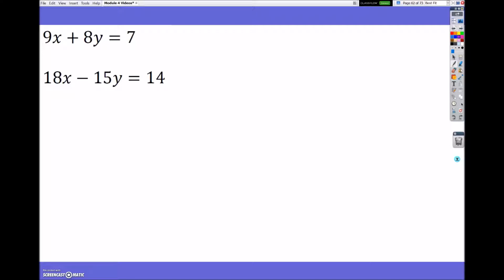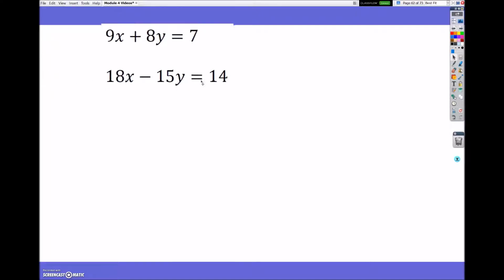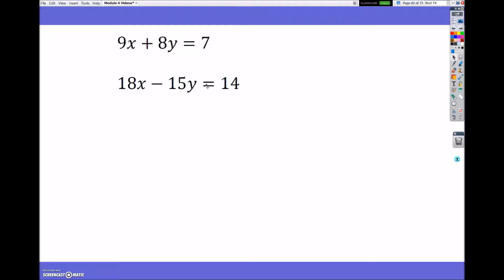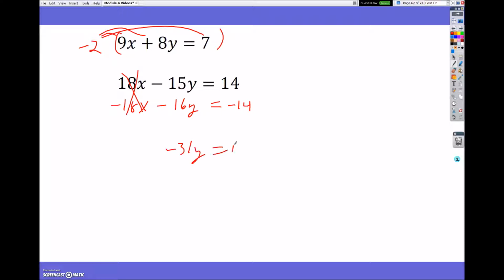All right, guys, so looking at this one now, what I want you guys to notice is I would probably want to use elimination, because no matter what I do, if I try to isolate one of these variables, I'm going to have a weird fraction, and I don't want that. So what I'm going to do is multiply this top linear equation by negative 2. And I want you to notice that this will be negative 18x minus 16y, and that is going to equal negative 14. These x's are going to cancel, and I'm going to be left with negative 31y is equal to 0, which means y equals 0.